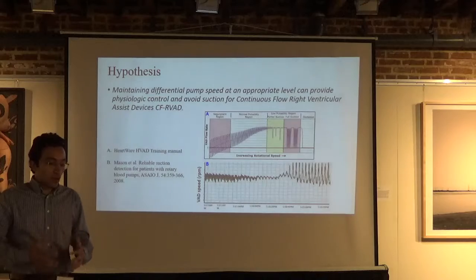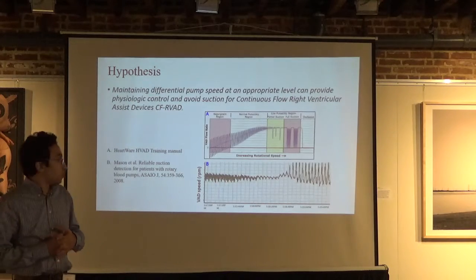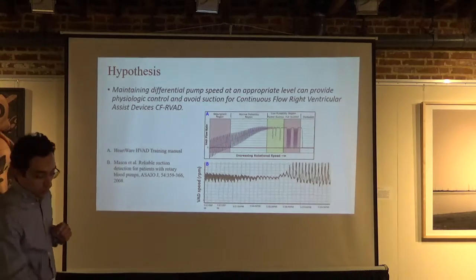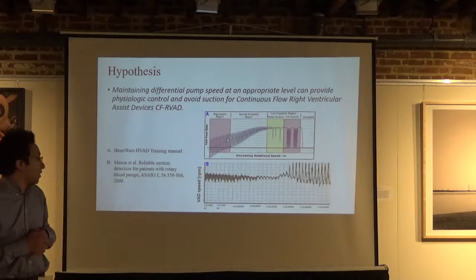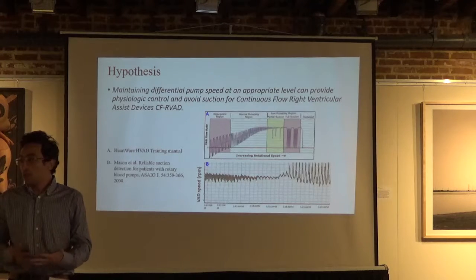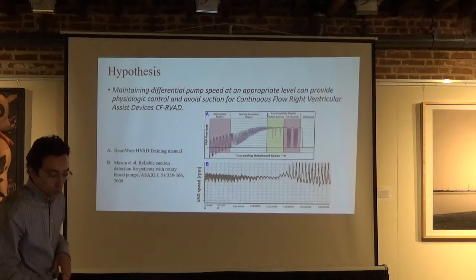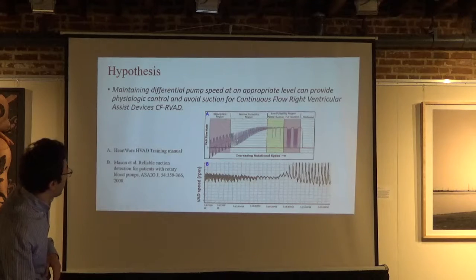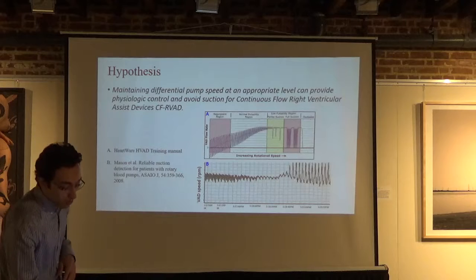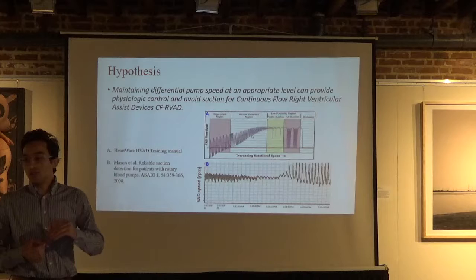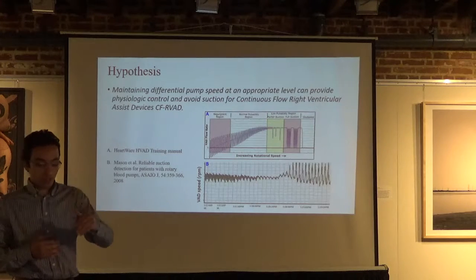So we built our hypothesis for this control algorithm mainly based on these two figures you can see. The first one, they're basically saying the same thing. The top one is from the hardware HVAD training manual, which is one of the clinically approved ventricular assist devices. As you move to the right, the pump is unloading the heart more. So the more you unload the heart, the less variation in the pump flow and the pump speed you're going to get. What I mean by variation is the pulsatility, or the max minus min.